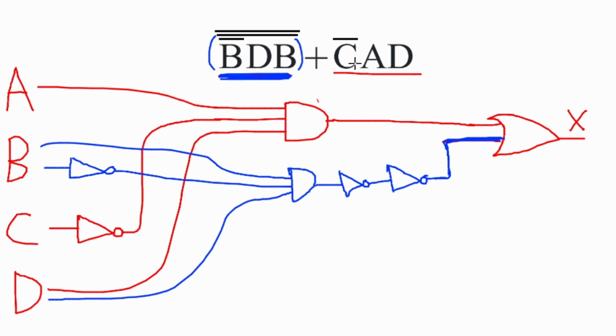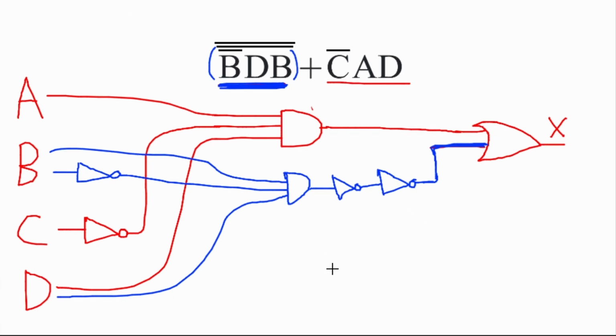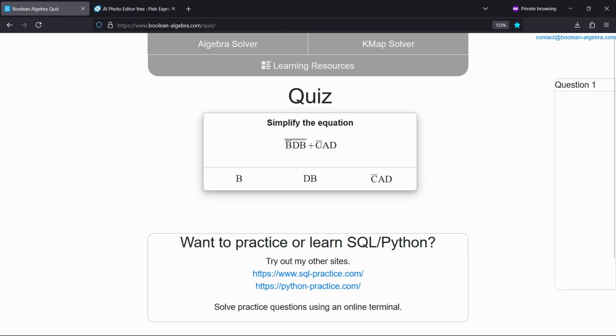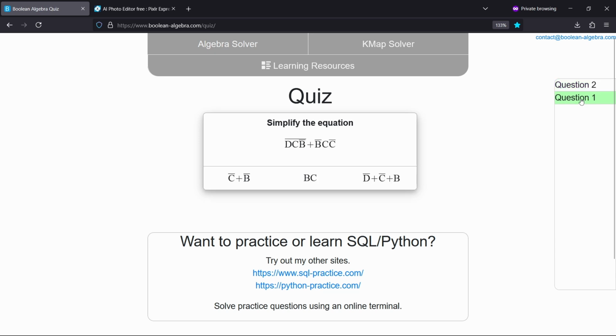So, now that we've concluded that our answer is C bar AD, let's just check in our quiz here and select this answer and see that it gives us the green, and we know green is good.